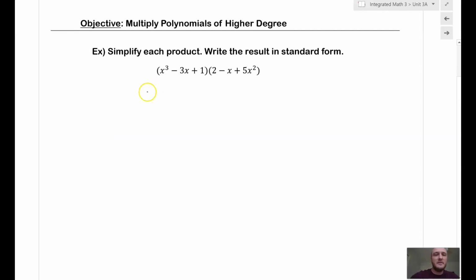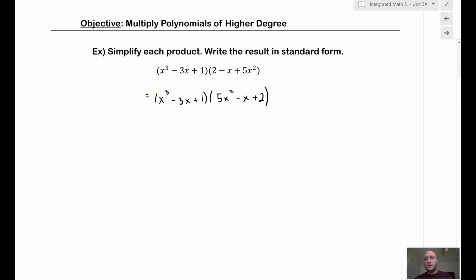Okay. Here is the next example. And again, very straightforward. I'm just going to take my functions, x cubed minus 3x plus 1, and ensure that they're in standard form. So that one is all good. Then I'll take the second one. Oh, nope. I'm going to move that 5x squared to the front, minus x, and plus 2. Okay, so now it's in standard form. Hopefully when I multiply, we can just vertically stack right away.